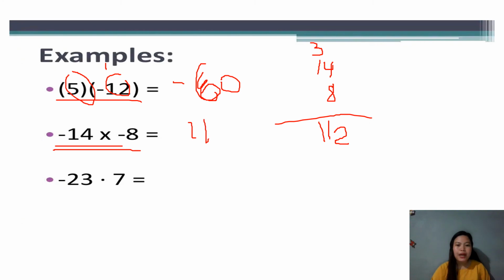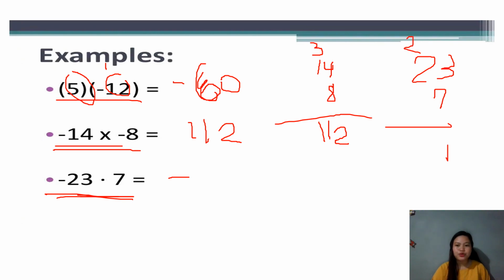That is positive 112. Now for the third one, negative 23 times 7. So the answer would be negative because we multiply different sign. And after that, i-multiply dayo nato si 23 o si 7. 7 times 3, that's 21. And then 7 times 2, that's 14, 15, 16. So that is 161. Negative 161. Okay, so that is for multiplication.